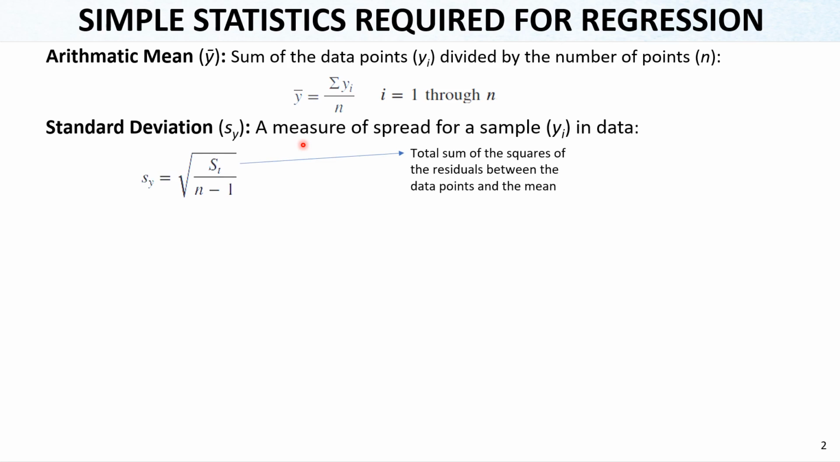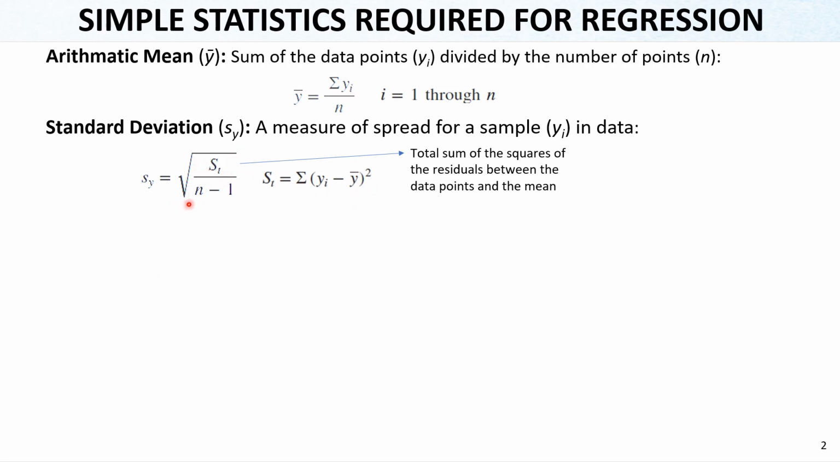Another statistical parameter is standard deviation shown by Sy, and this is a measure of spread for a sample of data. Basically, it shows how large or narrow the distribution of the data is compared to the mean value. And we calculate it by this formulation. St is the total sum of squares of the residuals between the data points and the mean. So we will have the mean first. Then for each data point, we will subtract the mean from the data and take the square of them, as you can see here, and sum all of them as this value.